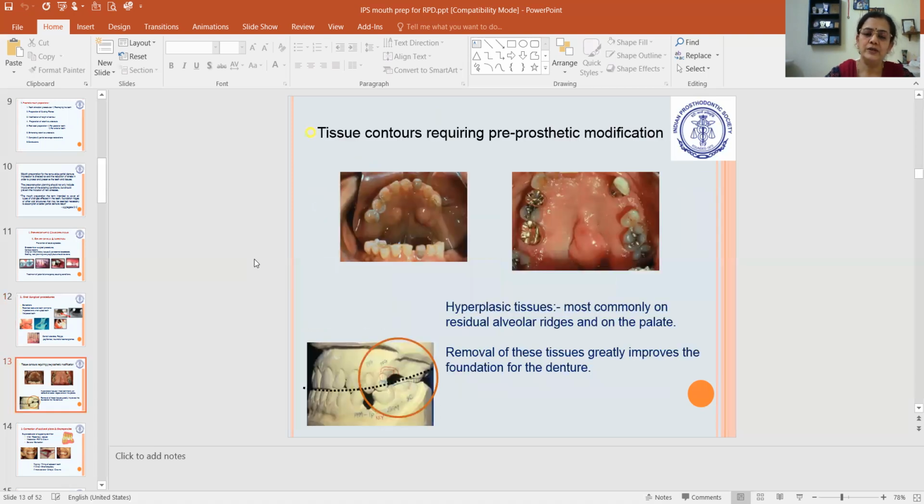The tissue recontouring required by prosthetic modifications include torus palatinus and torus mandibularis, because they may affect the design of the prosthesis and major connector design. Although for the small sized torus, various other designs of major connectors are available, generally the elimination of these bony growths is favorable.